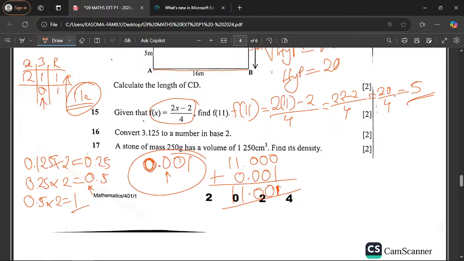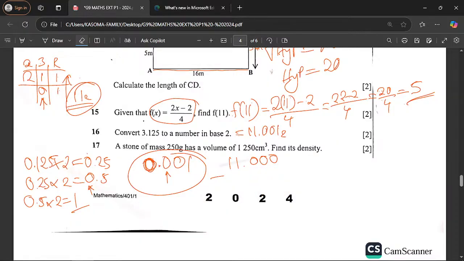So converting 3.125 to a number in base 2 will give us 11.001 in base 2. Let's see if you have got questions, but basically that's how you do that one. If you don't have questions, please, we can go ahead. We go to the next question.